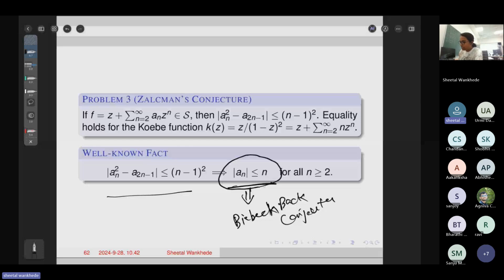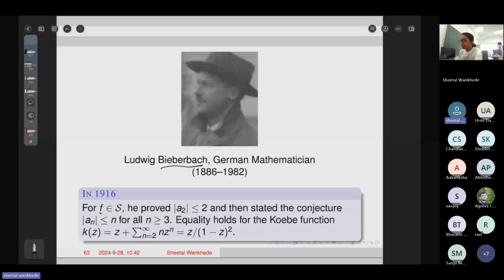Okay, so I need to mention here Bieberbach. Bieberbach gave this conjecture. First he proved that when the function f belongs to S, then the modulus of the second Taylor coefficient, mod of a2, is less than or equal to 2. And then he stated the conjecture for all n, that mod of a_n is less than or equal to n, and equality holds for the Koebe function, which we can see easily. But this conjecture he could not prove. He only proved it for a2. That conjecture he made in 1905.